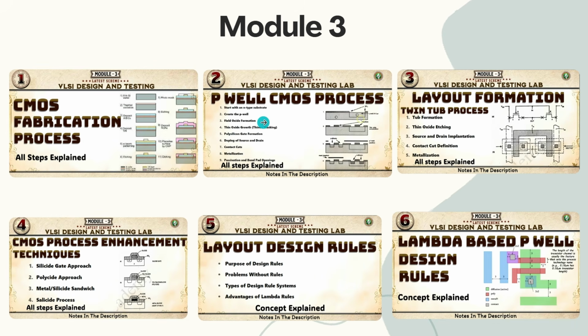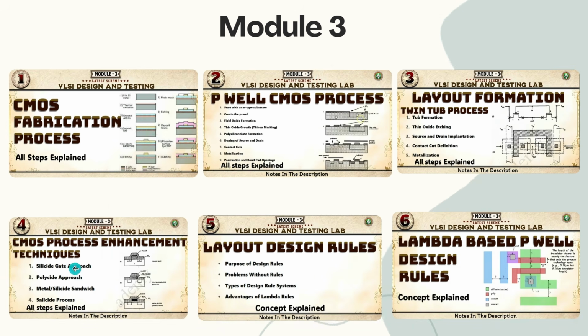Then after that, in the next video, we have discussed the basic P-well CMOS process. In that also there are some steps. We have discussed that. Then in the third video, we have seen how the layouts are formed. Basically layouts are formed with one process named the twin-tub process. Again, some steps are required in order to form the layouts based on the transistor. That is how the PMOS and NMOS transistors are formed, and how the layouts are formed with respect to the threshold layer and polysilicon layer we have discussed.